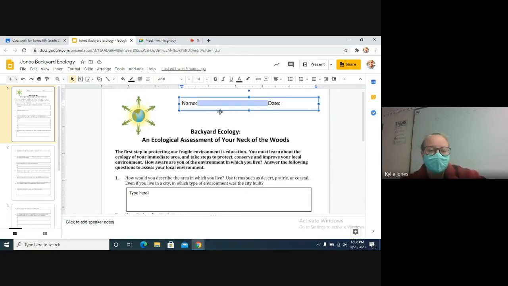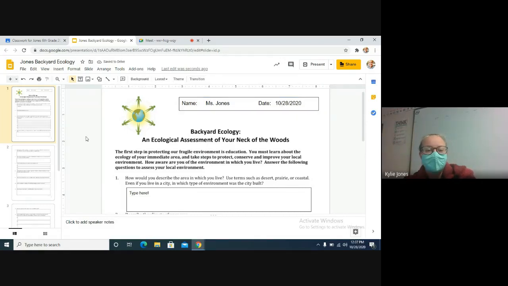Once you get here, in order to type into this stuff, you're just going to have to double click into the things. They're all text boxes. So you can just go ahead and get your name typed in. Okay. The date is October 28th, 2020. Okay, so you can put in your name and all of that stuff.